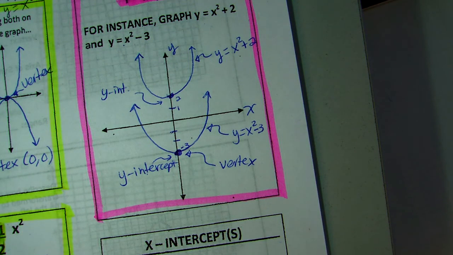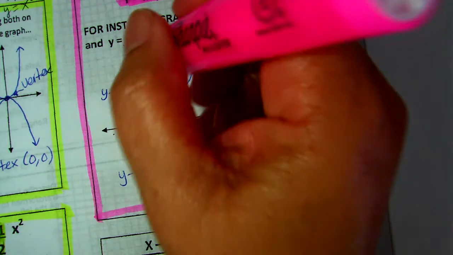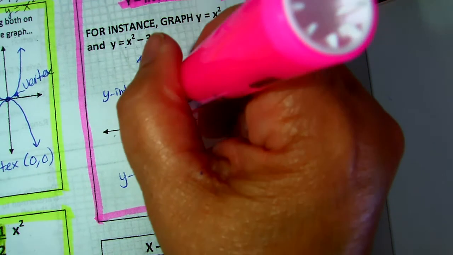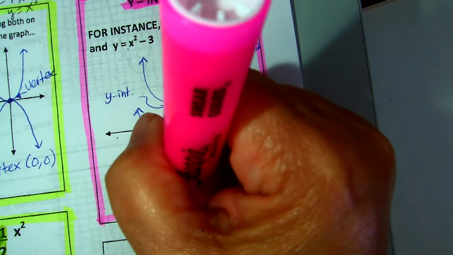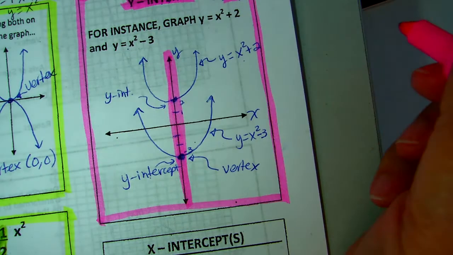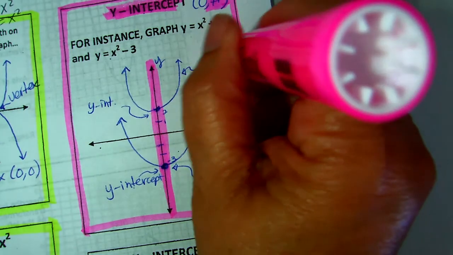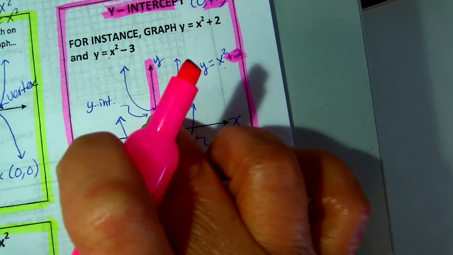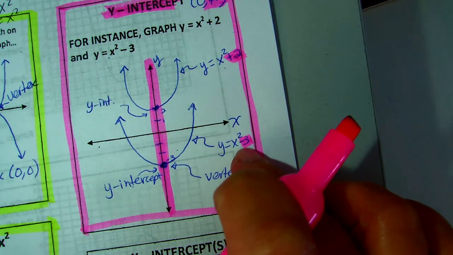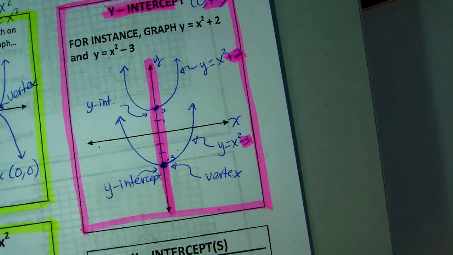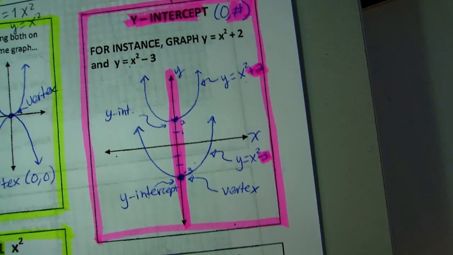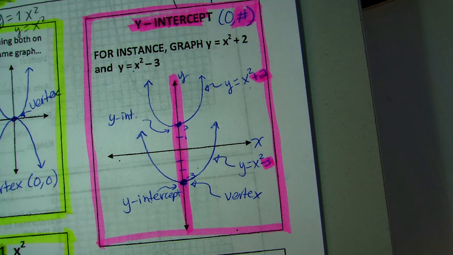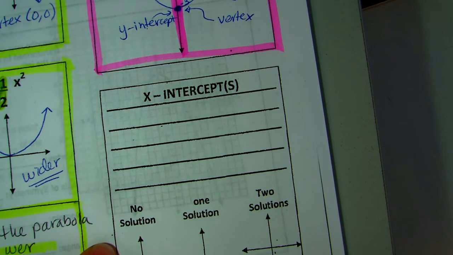Alright. So on this one, I also want you to highlight the y-axis. That way you can remember that we're crossing the y-axis. And I want you to highlight this number that is by itself. You see? Positive 2 is crossing at positive 2. Minus 3 is crossing at negative 3. Okay? Alright. Remember guys, you can pause the video to take your notes. I'm going to move on to the x-intercepts.